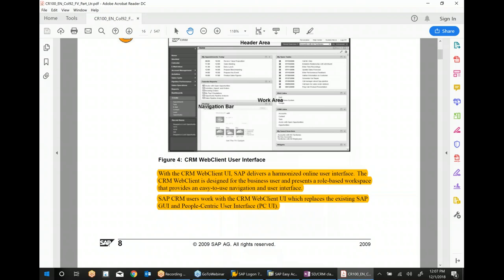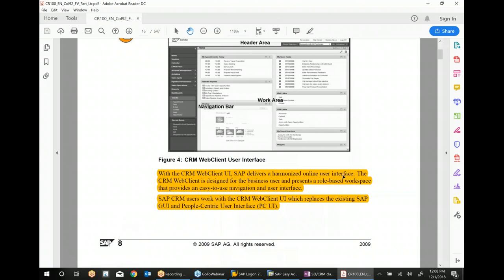Now in SAP ECC, when we are doing all these exercises, we are primarily working with SAP GUI, or SAP graphical user interface. In SAP CRM, SAP GUI of course is there, the same GUI which we have been using so far in SD. The same GUI applies. But now we have something called the web client user interface.